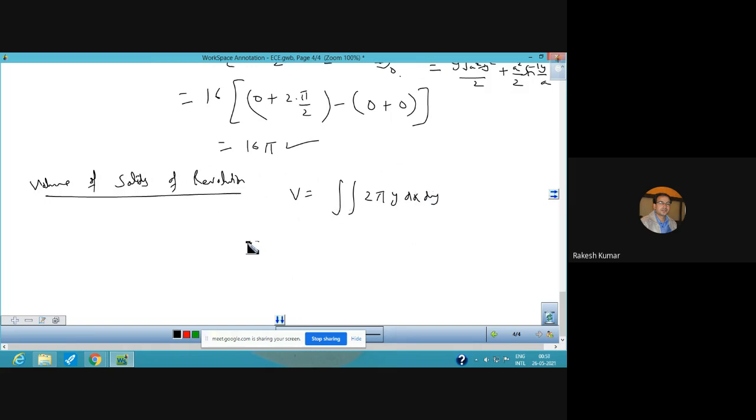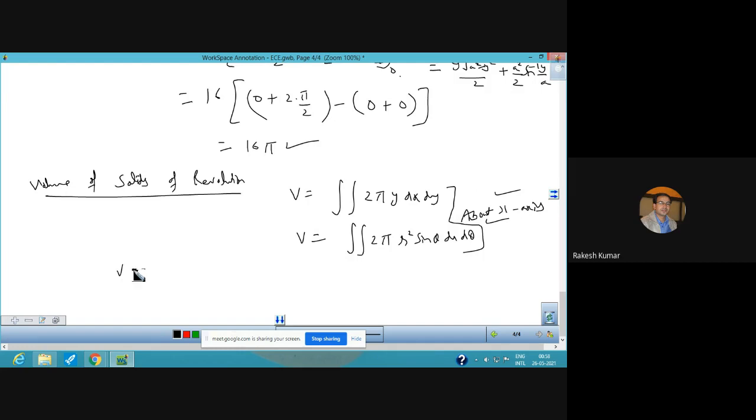So this is the volume of solids of revolution, and in polar form it can be computed as 2 pi. The value of y is r sine theta and Jacobian is r. So that is r square sine theta dr d theta. So this is the volume of the solid of revolution about x-axis, and these are both formulas.